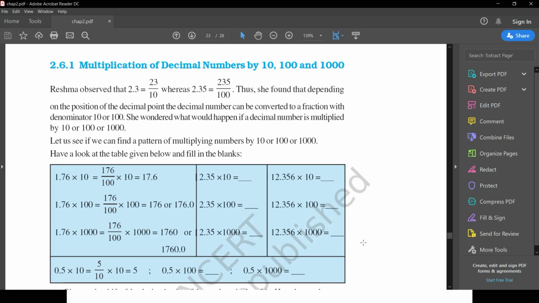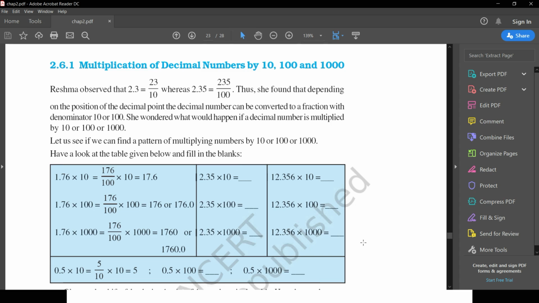The result will be 1760. In another example, you can take 2.35 multiplied by 10. When we multiply 2.35 into 10, your result is 23.5. If we multiply 2.35 by 100, what do we obtain? We obtain 235. When we multiply 2.35 into 1000, what do we obtain? 2350. The result will be 2350.